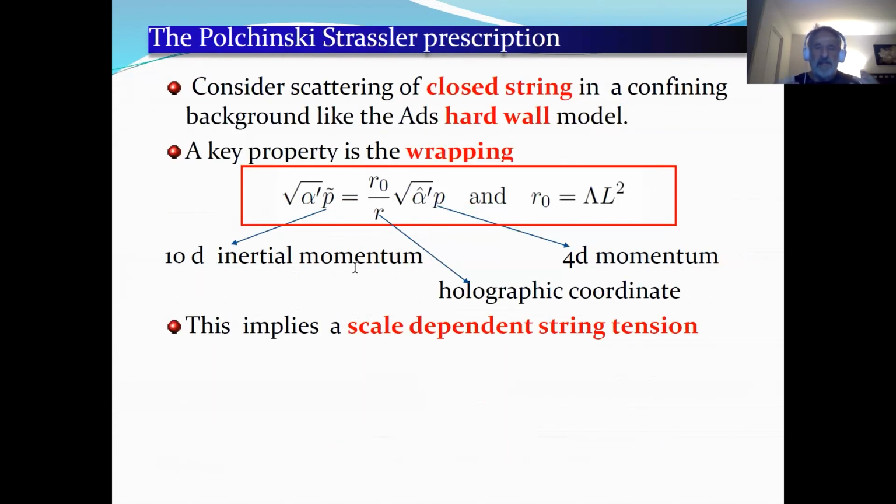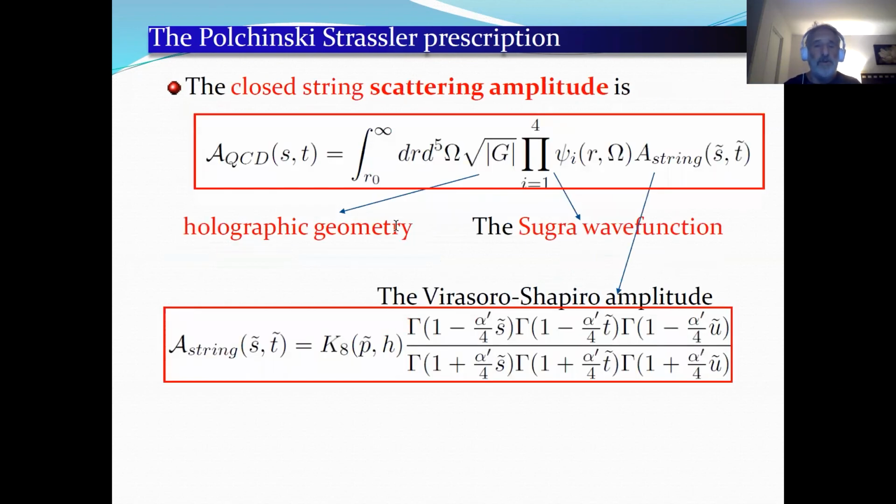The main point, which is crucial to understand, is that when you map the 10-dimensional system, in particular 10-dimensional momenta, to the 4-dimensional, then, for instance in AdS, there is some warp factor. If this is the holographic coordinate, then the 10-dimensional momentum P tilde is related to the 4-dimensional one by 1/r. If instead of P you look at alpha prime, you see that alpha prime, the slope or the tension, is scale dependent. It is different at different holographic scales.